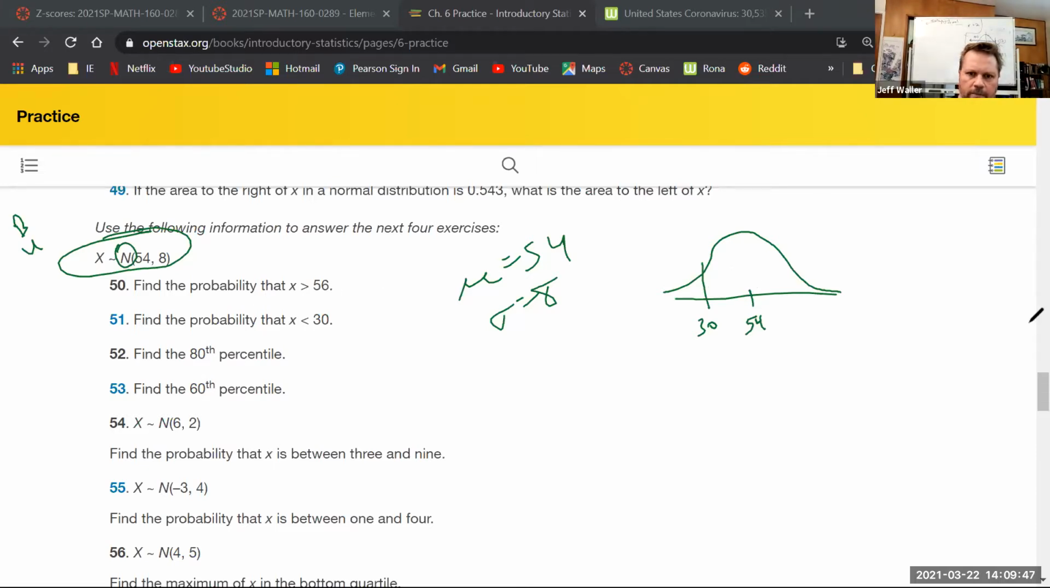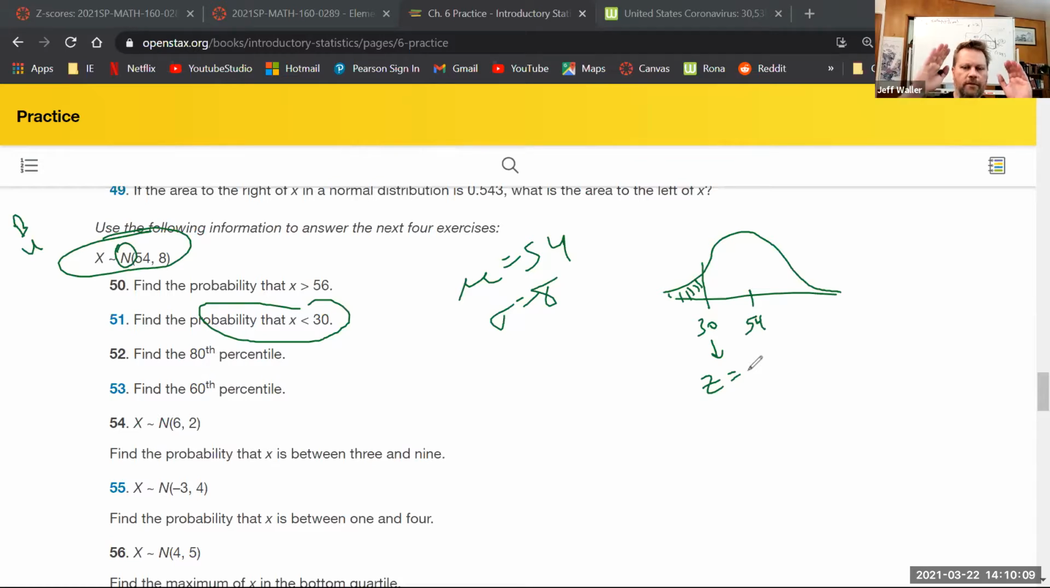So they want to know the probability, and where am I going to shade? Where's the area that matches the question? Which side do I shade? The left. So now I just have to make 30 into a z-score, and then I can look it up, and then I'm done.